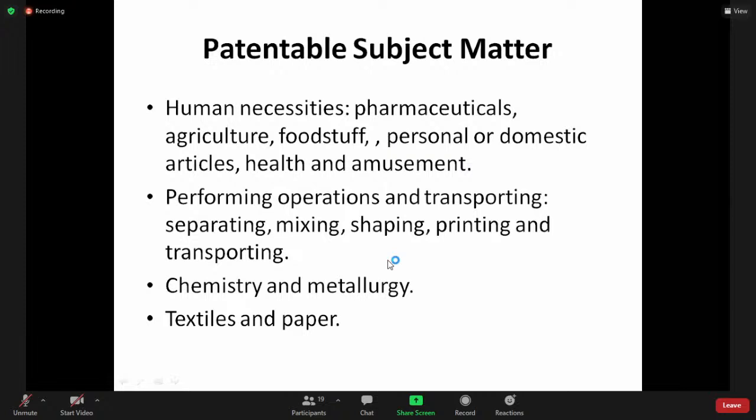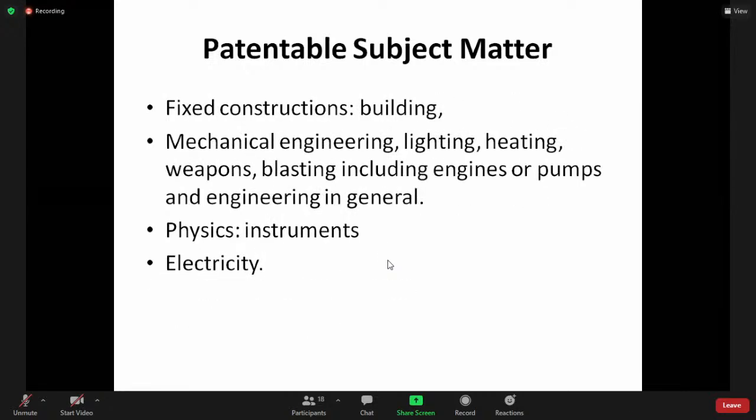Then what are the various subjects that are patentable? Human necessities, pharmaceutical, agriculture, foodstuff, personal and domestic articles, health and amusement. Then performing operations, transporting, separating, mixing, shaping, printing, chemistry and metallurgy, textile, paper, and for you people, these ICs and all these, but of course software cannot be patented, right? Fixed construction, building, mechanical engineering, these are all things that can be patented.